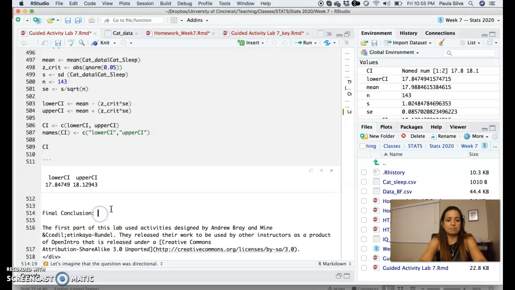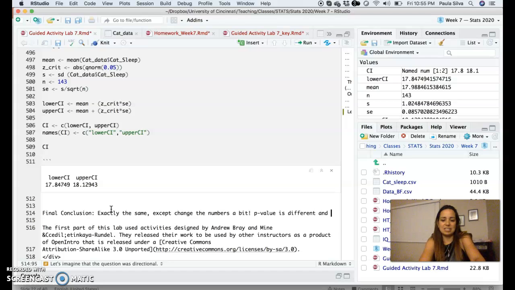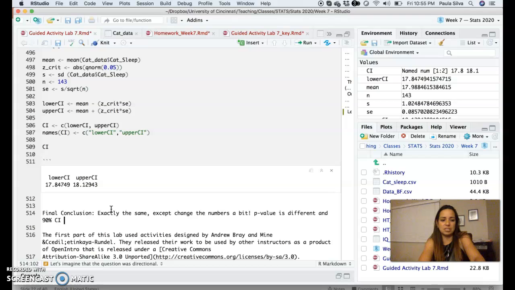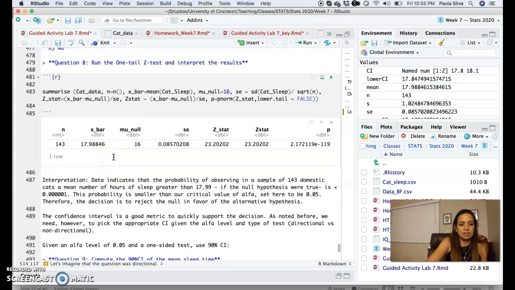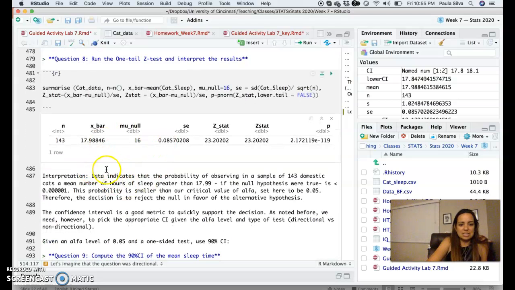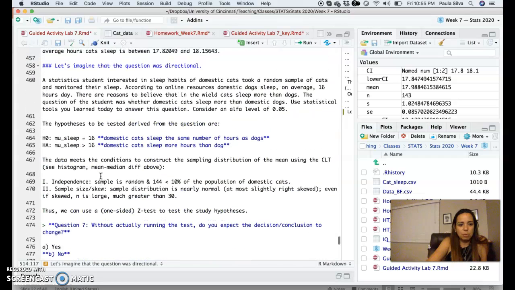So the final conclusion, the first part of this conclusion is exactly the same, right? Exactly the same thing as before, except change the numbers a bit. The p-value is different, and the 90% confidence interval is 17. So again, literally, the conclusion is exactly the same from what we had before.